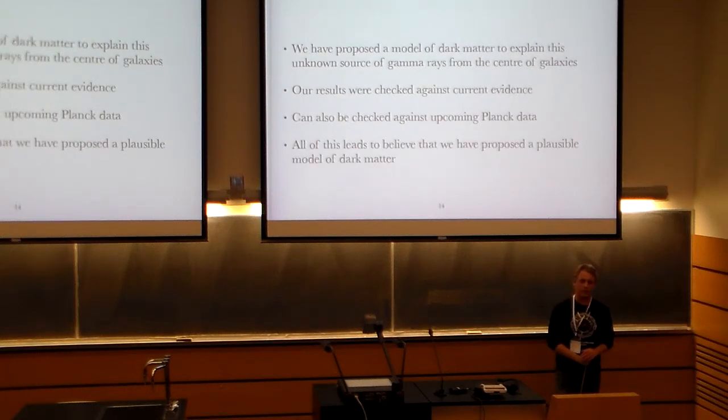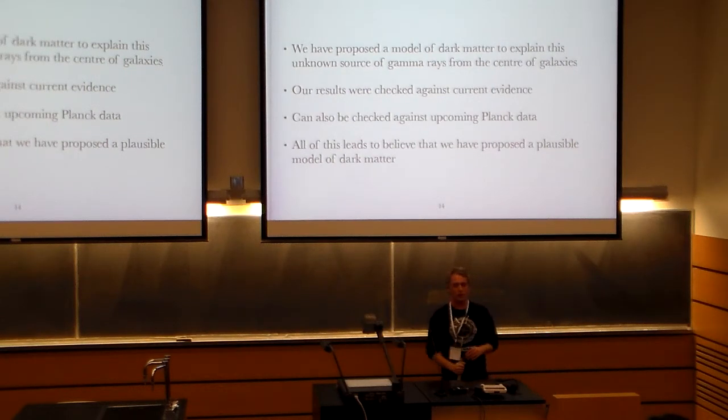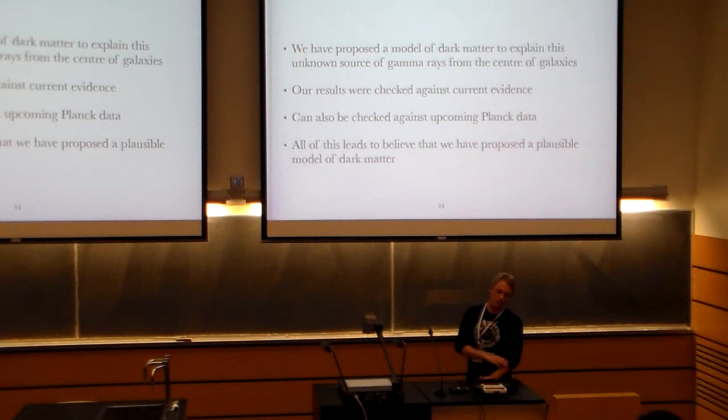So in conclusion, we have proposed a model of dark matter to explain the unknown source of gamma rays. We checked our results against current evidence. We hope to see some good results from the Planck data being released. And all of this leads us to believe that we have a plausible model of dark matter.